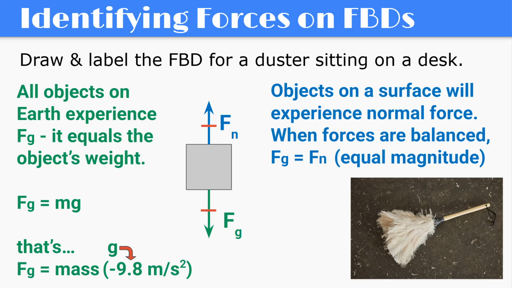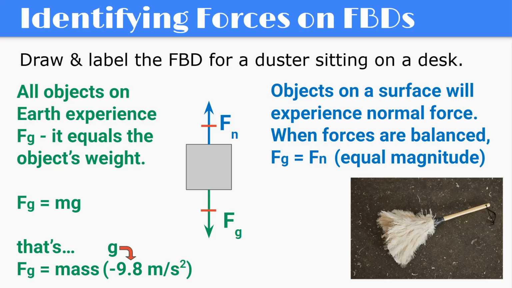Objects on a surface will experience normal force. When forces are balanced, Fg will equal Fn. They'll be equal in magnitude. They're opposite in direction, but they will have the same magnitude. Okay, so if Fg was 2, then Fn would be 2 as well. They'd be positive 2 and negative 2, for example.